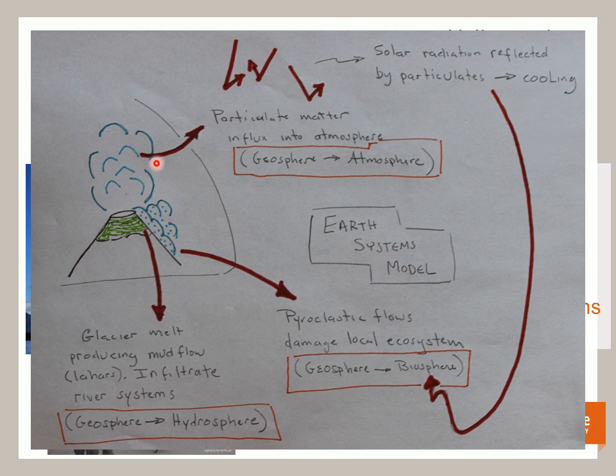Another impact is this pyroclastic flow flowing down. They can damage the local ecosystem. So that's the geosphere to biosphere interaction. And then the glacial melting producing a mud flow called lahars can infiltrate river systems. That's the geosphere to the hydrosphere. Now I've added one other interaction, and that is the particulate interaction here, which produces a cooling, can also impact the biosphere. So this is a secondary feedback into the system.